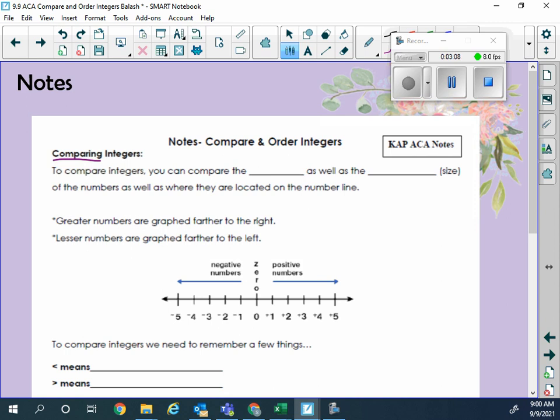So, to compare integers, you can compare the signs as well as the magnitude. That is a fancy word. What does magnitude mean? Size. You're going to compare the size and the signs of the number as well as where they're located on the number line. All right? Greater numbers are graphed further to the right. Lesser numbers are graphed further to the left. I don't think that's any new information.